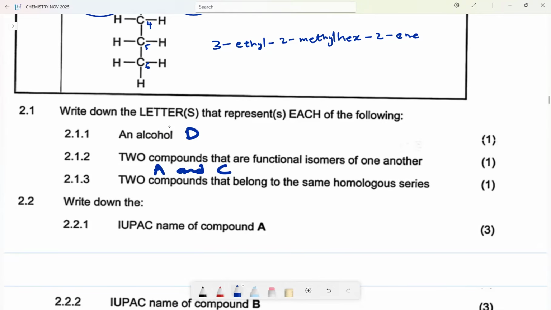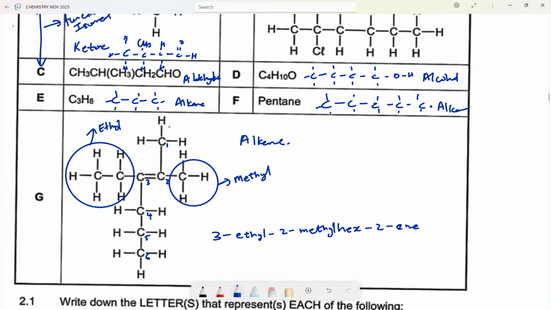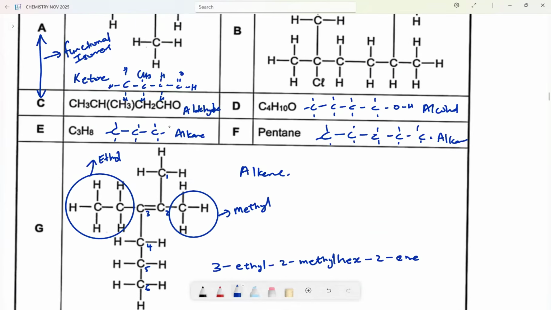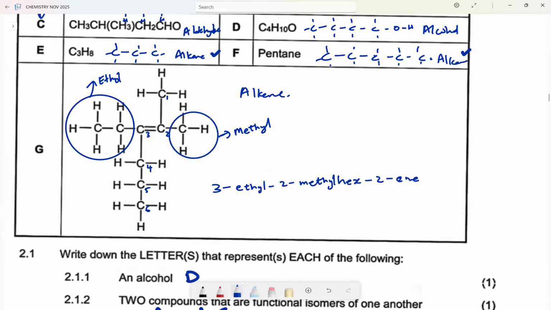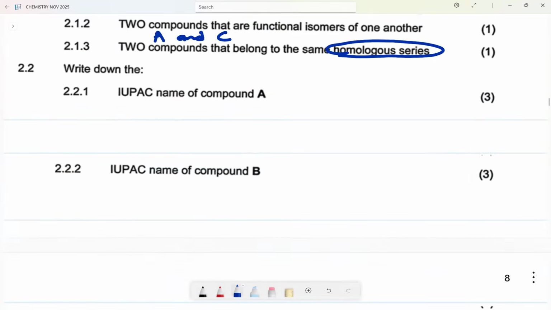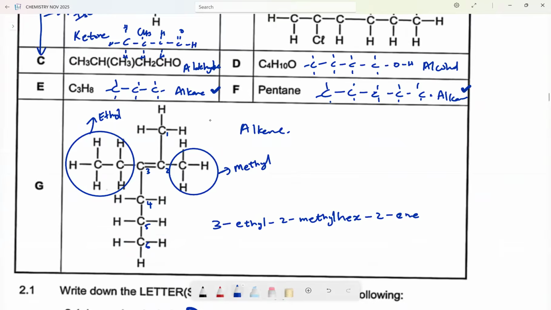Two compounds that belong to the same homologous series, E and F. Can you see alkane? Also, this one is an alkane. So for the homologous series, they are both alkanes. Yes, the homologous series, it is E and F. Alrighty. Now, write down the IUPAC name of compound A.